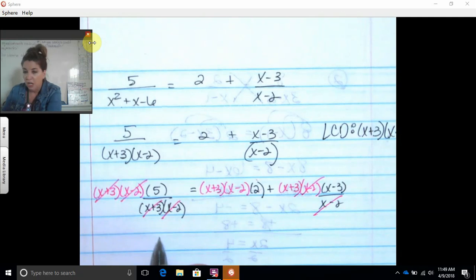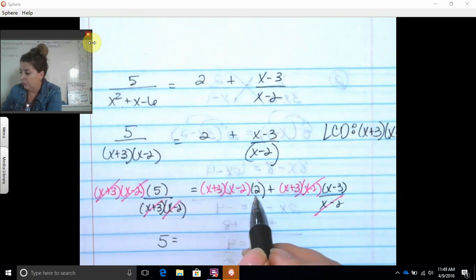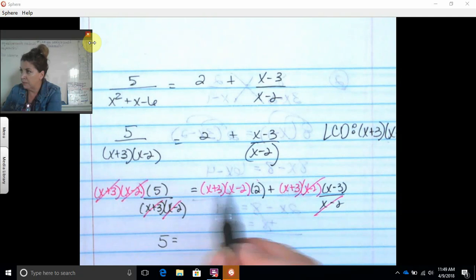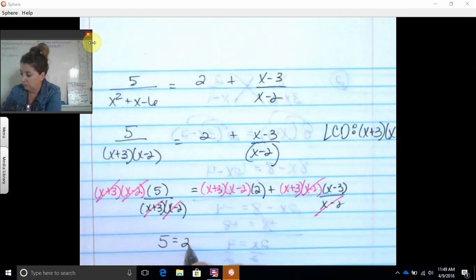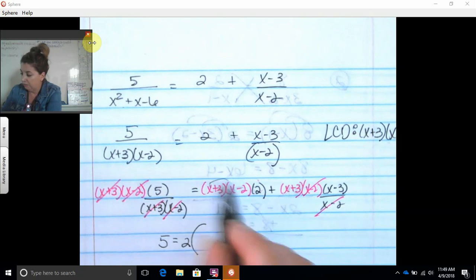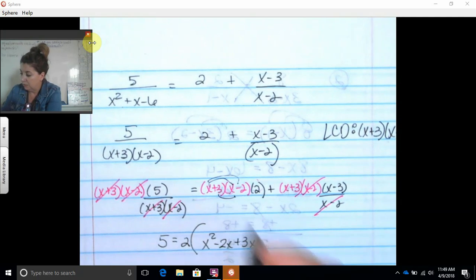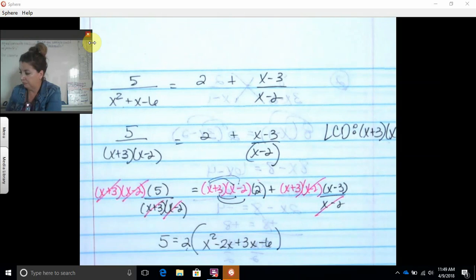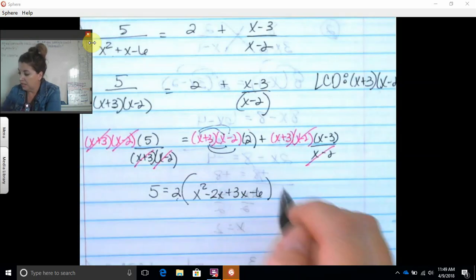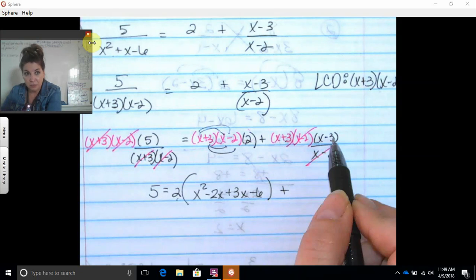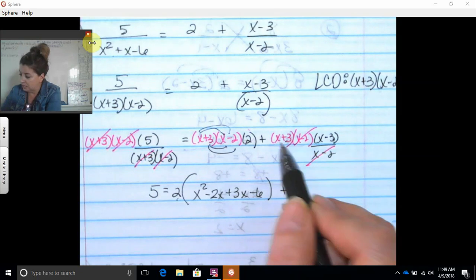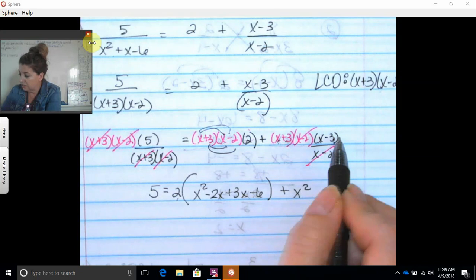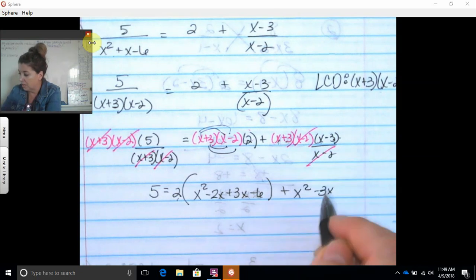So 5 equals. Over here, I would probably distribute the x plus 3 and the x minus 2. And then once I do that, I would distribute the 2. So I get x squared minus 2x plus 3x minus 6. And that 2 I'll put out there and I'll distribute it in a minute. And then plus, over here I have x plus 3 times x minus 3. So I'm going to have to FOIL that, distribute it. So x times x is x squared minus 3x plus 3x minus 9.